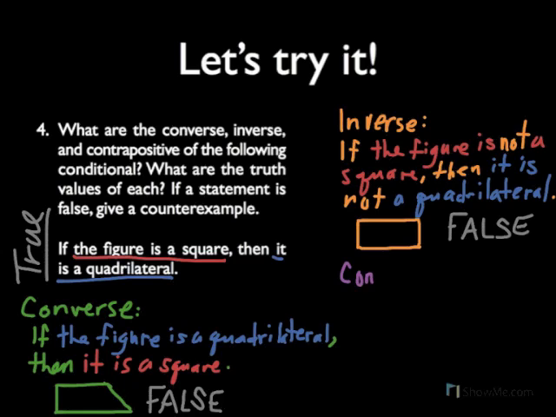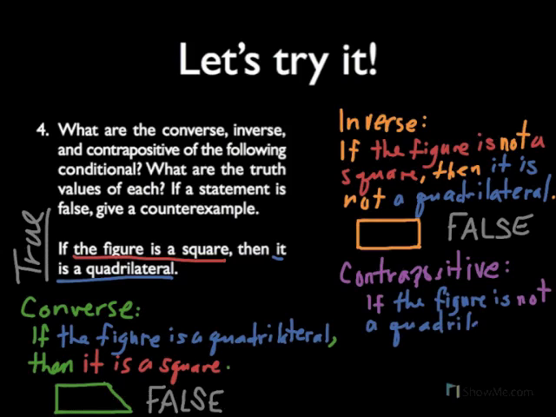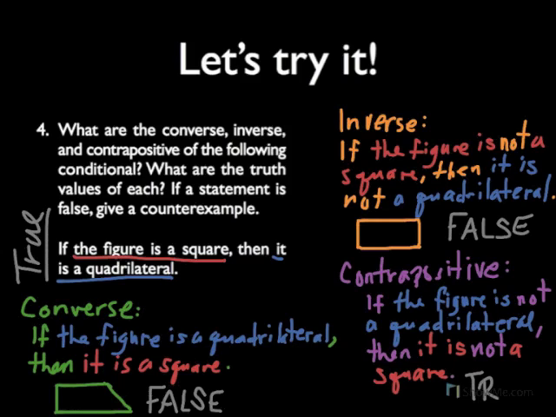And finally, let's look at our contrapositive. For the contrapositive, we negate the hypothesis and conclusion of the converse. So our contrapositive should read, if the figure is not a quadrilateral, then it is not a square. If the figure is not a quadrilateral, it doesn't have 4 sides, and therefore it can't be a square. So the truth value of the contrapositive is actually true.